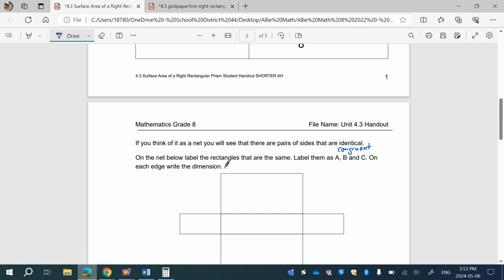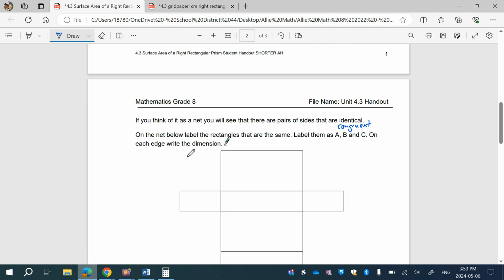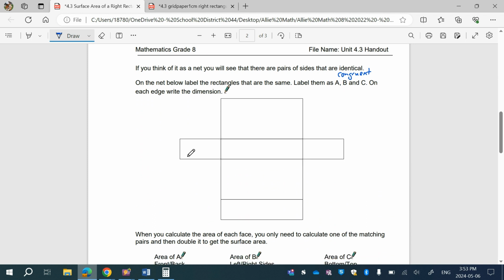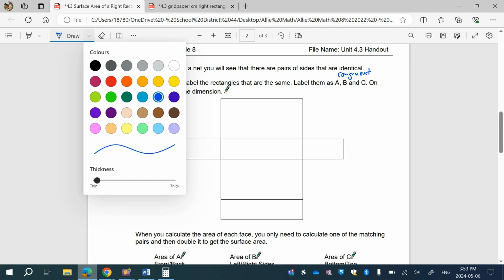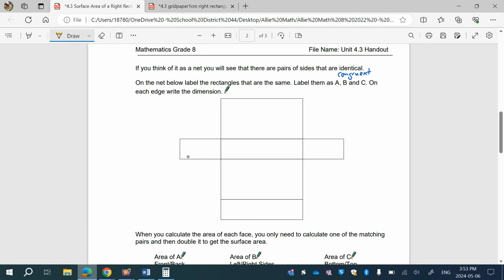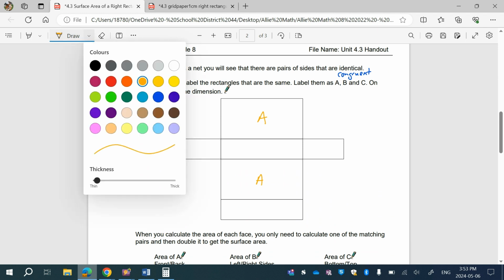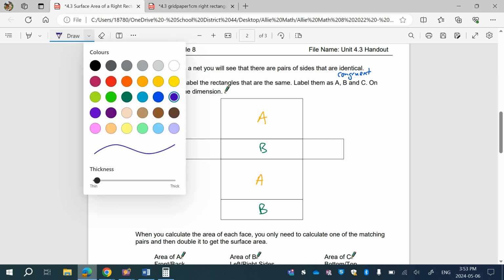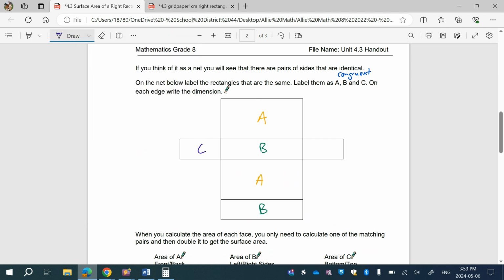So on the net below, label the rectangles that are the same. Label them as A, B, and C. On each edge, write the dimension. Okay, so I think we can just see this by looking at it. This one looks like A, and this one is the same as that. Let's do this as our B, and I would say this is the same as that one. And finally, I would say we got a C and we got a C.